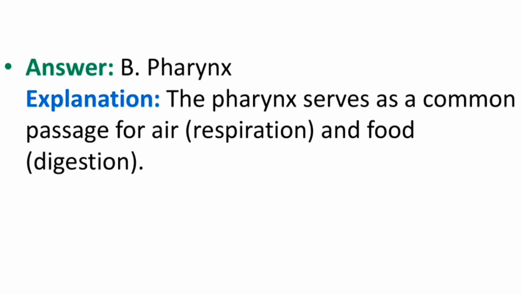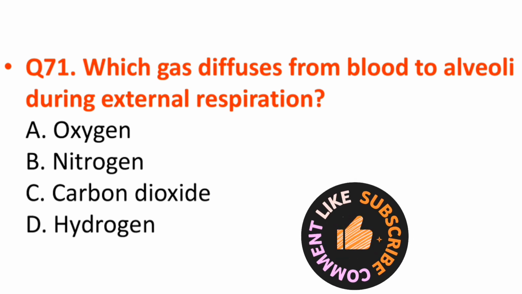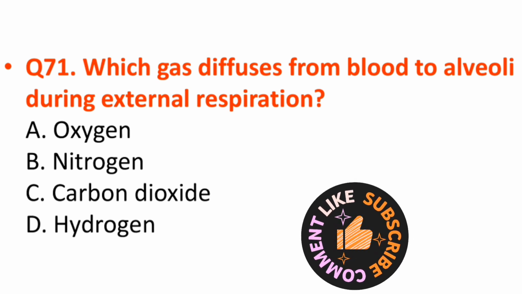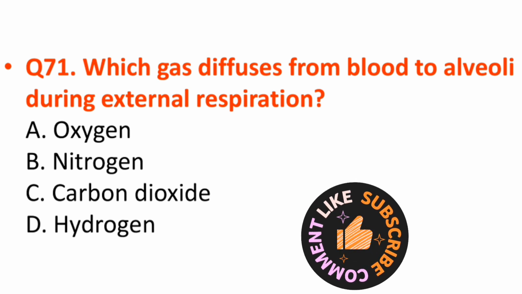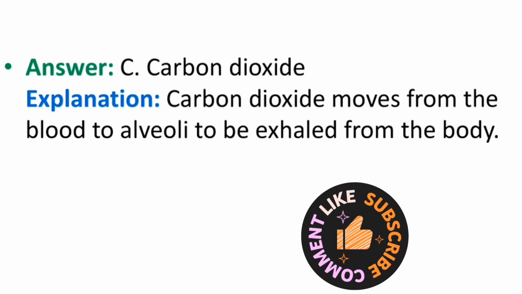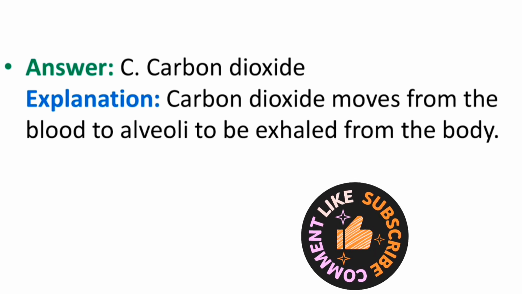The next question. Which gas diffuses from blood to alveoli during external respiration? Option A, oxygen; option B, nitrogen; option C, carbon dioxide; option D, hydrogen. The correct answer is option C, carbon dioxide. Carbon dioxide moves from the blood to alveoli to be exhaled from the body.